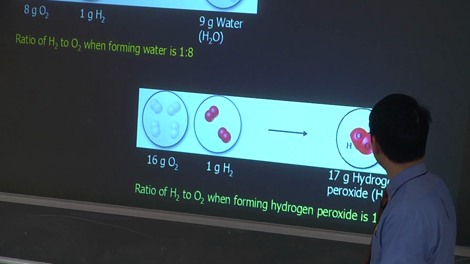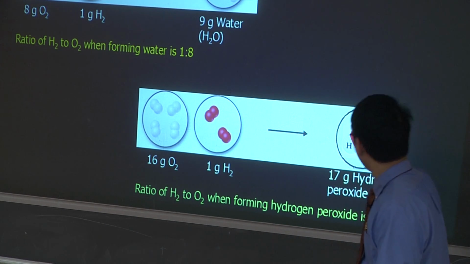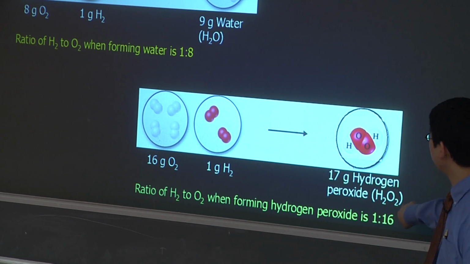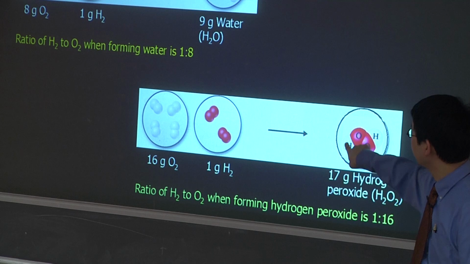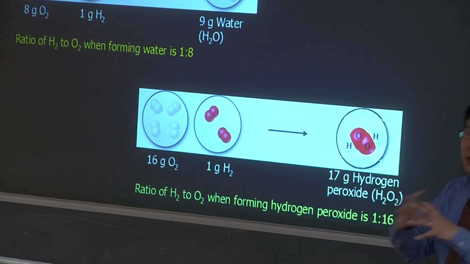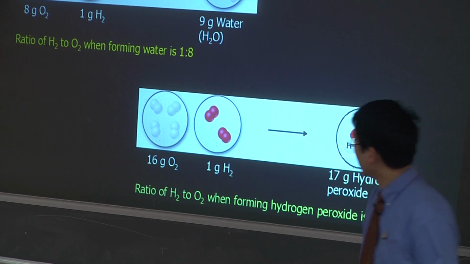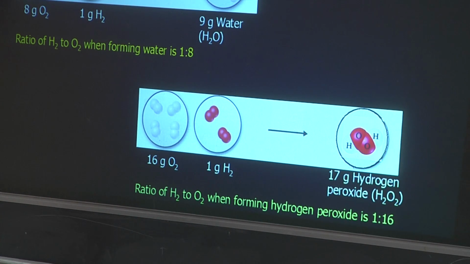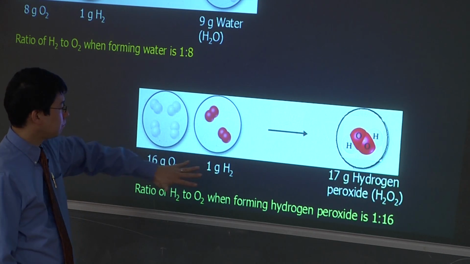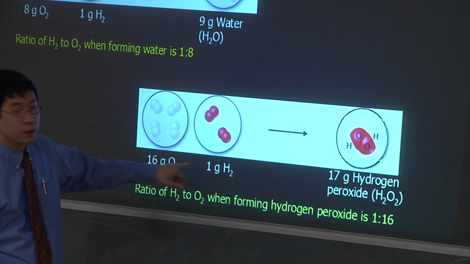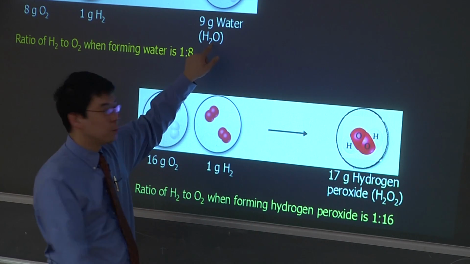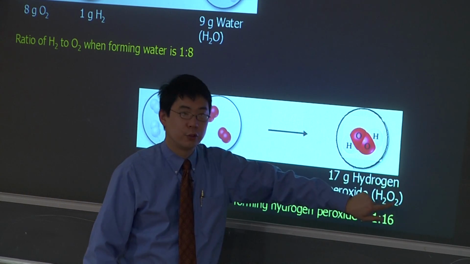So hydrogen peroxide has this type of structure. It's H2O2. You have 2 oxygens and 2 hydrogens, all connected in one molecule. And in order to get that, you need 16 grams of oxygen and 1 gram of hydrogen, right? Because this is H2O, this is H2O2.